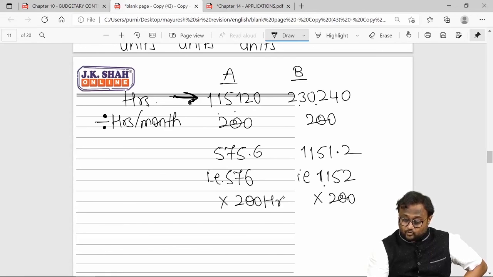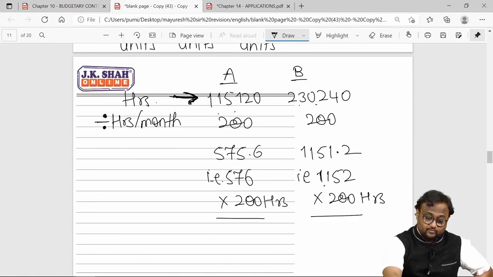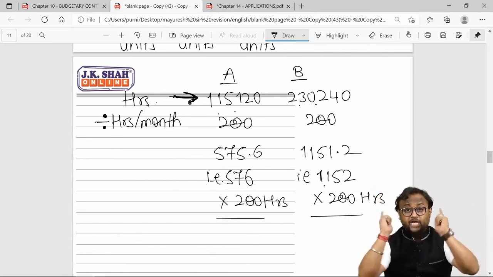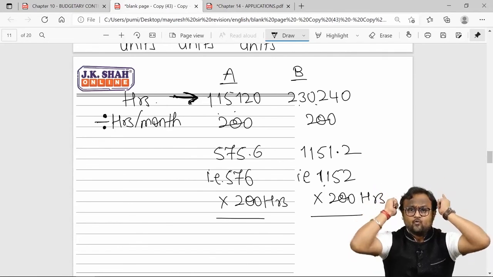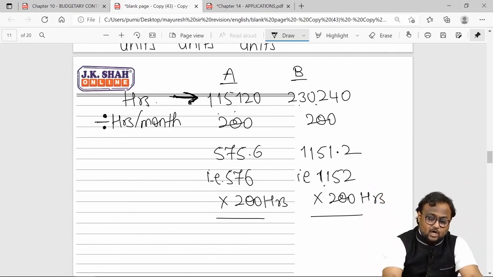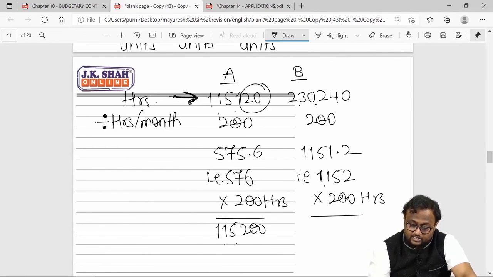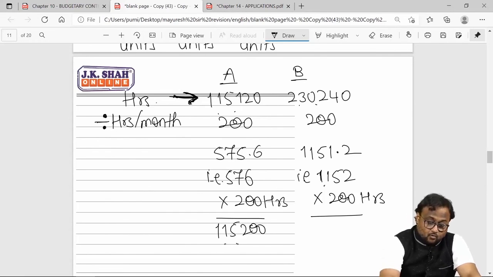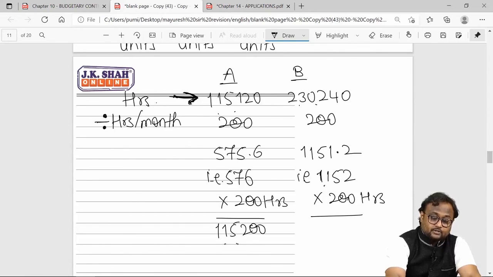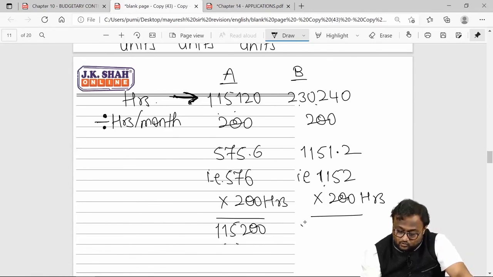Each one will be paid for 200 hours, no? That will give me the actual total number of hours. If I need 576 workers, I will employ 576 workers. So each worker will be paid 200 hours. So 115,200 hours are required to be paid, even if your requirement is less. If you hire 1152 workers, you have no choice. So each one will be paid 200 hours.